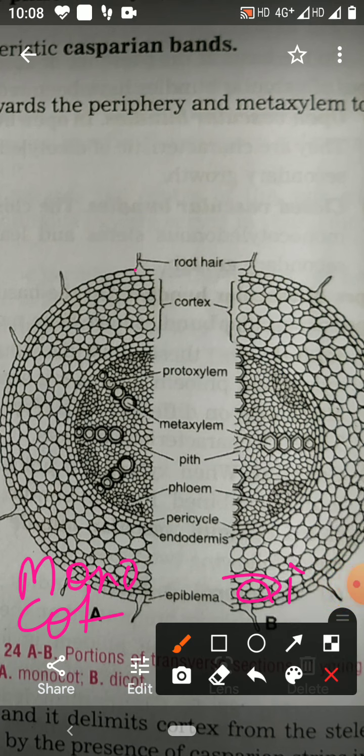In both, epidermis is present, root hairs are there, cortex is there, endodermis is there, pericycle is also there. But you see, in the monocot, number of bundles is numerous, but in the dicot, number of bundles is less. In the monocot, vessels are oval or rounded, but in the dicot vessels are polygonal or triangular. In the dicot, pith is poorly developed, but in the monocot, pith is well developed.